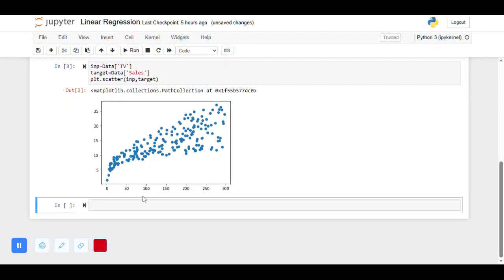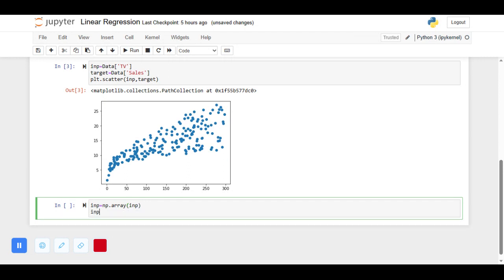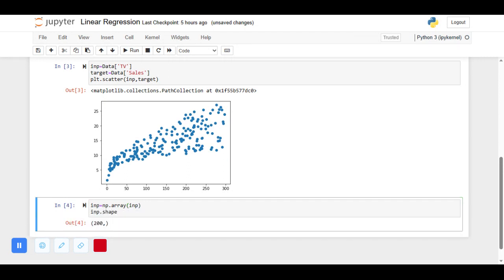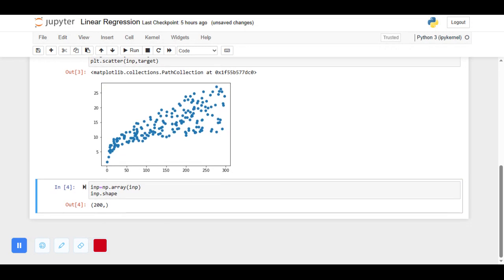For applying the functions, let's convert the data into numpy. Let's say input is equal to np.array(input). When you convert the data, it gives only one dimension. For better calculation, we will add another axis with np.newaxis, so it gets another dimension, which is 1: 200 rows and 1 column.